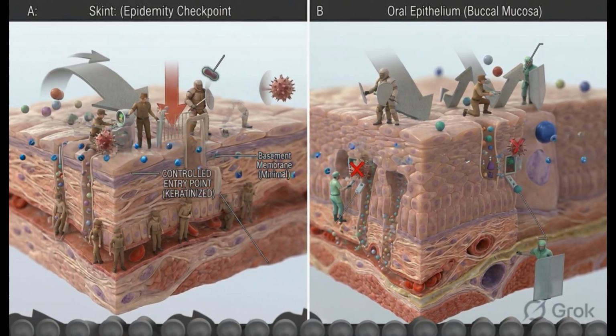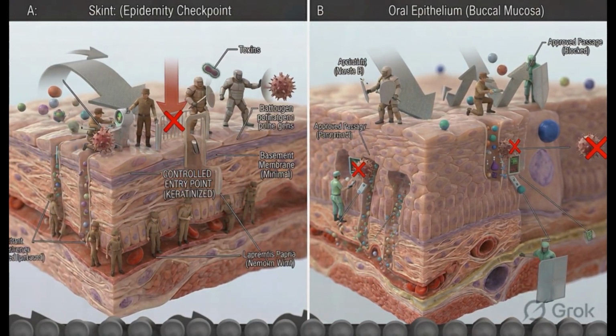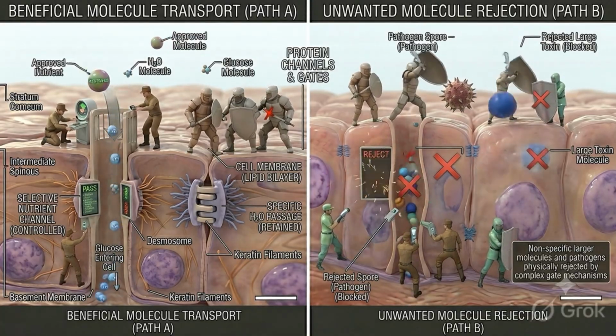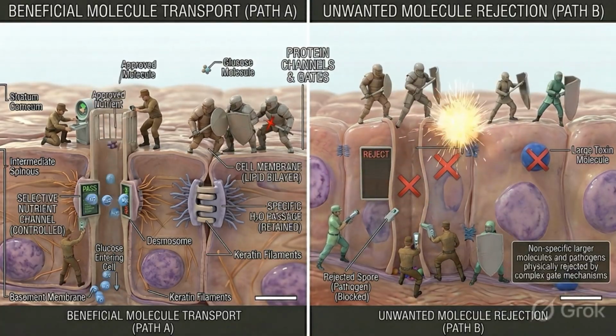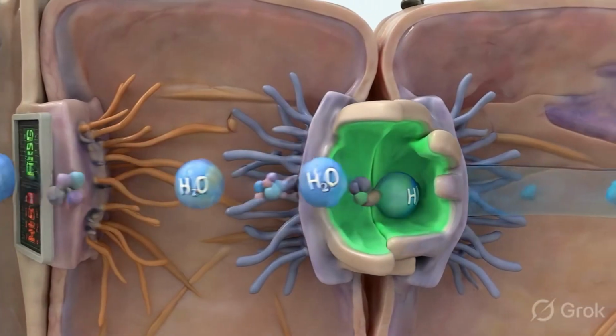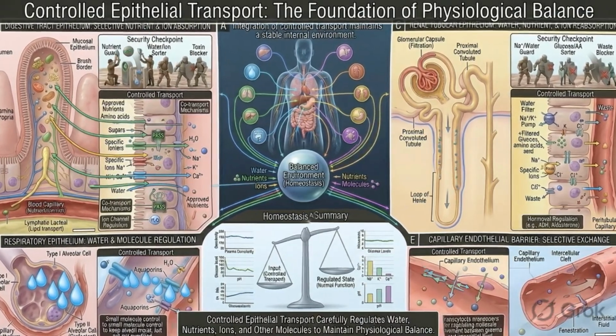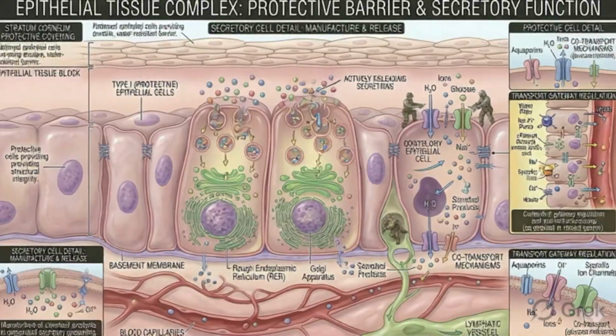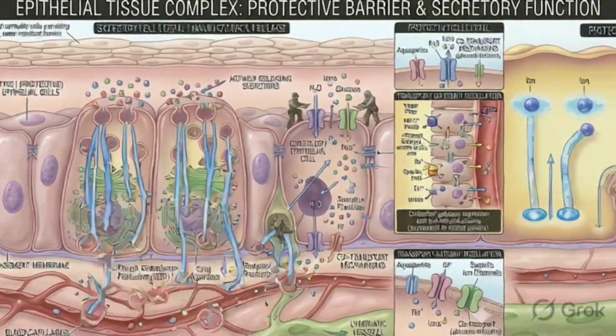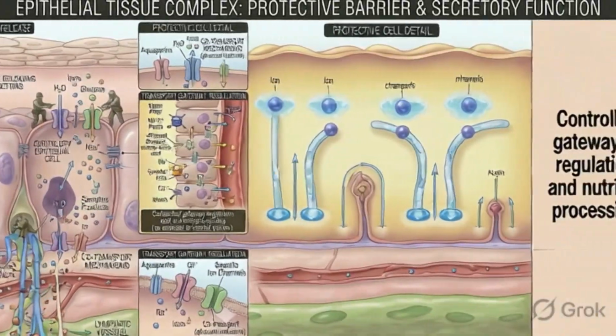Epithelial tissue also serves as the body's gatekeeper. It does not simply block substances, it selectively controls their movement. The cells of certain epithelia contain specific proteins that allow some molecules to pass while denying others. This selective permeability is critical for maintaining the precise chemical environment that the body's organs require.